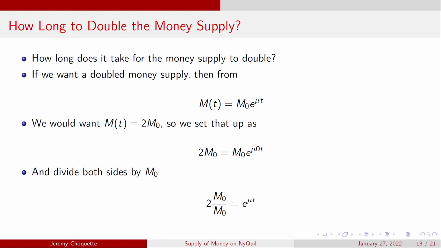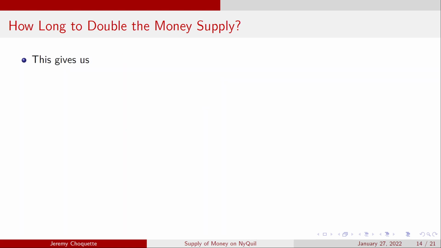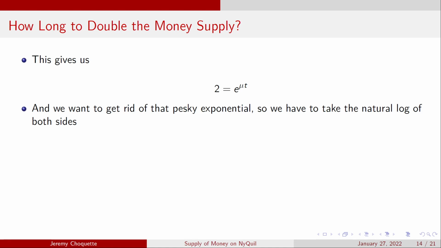We divide both sides by M naught, and we get 2 times M naught over M naught equals e to the mu T, which gives me, right, M naught over M naught just equal to 1. So I get 2 equals e to the mu T. And I want to get rid of that exponential because it's going to be kind of tough to solve everything out with that exponential if I'm solving for T. So I'm going to take the natural log of both sides, because remember, the natural log undoes the exponential.